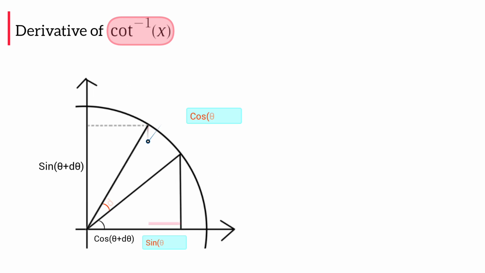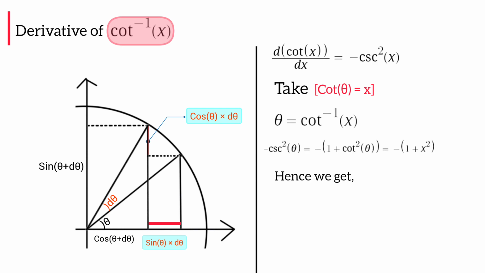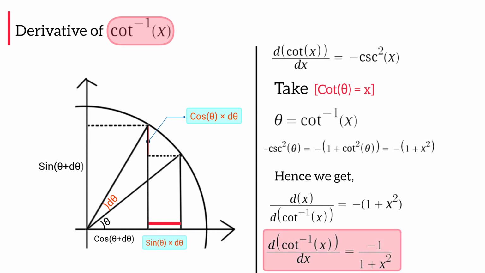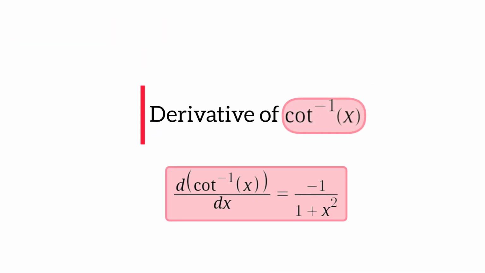The second step is to treat cot theta as the independent variable x. We substitute all terms with x because we need the equation in terms of the independent variable. By following these steps, we obtain the derivative of the cot inverse function. And there we have it. We've journeyed through the fascinating derivatives of the cot and its inverse, hopefully making these concepts a bit more clear.